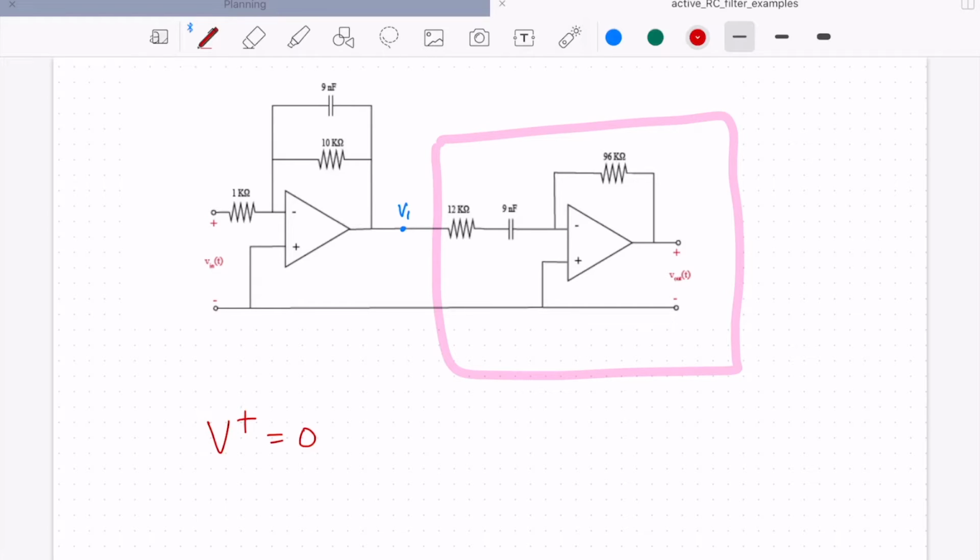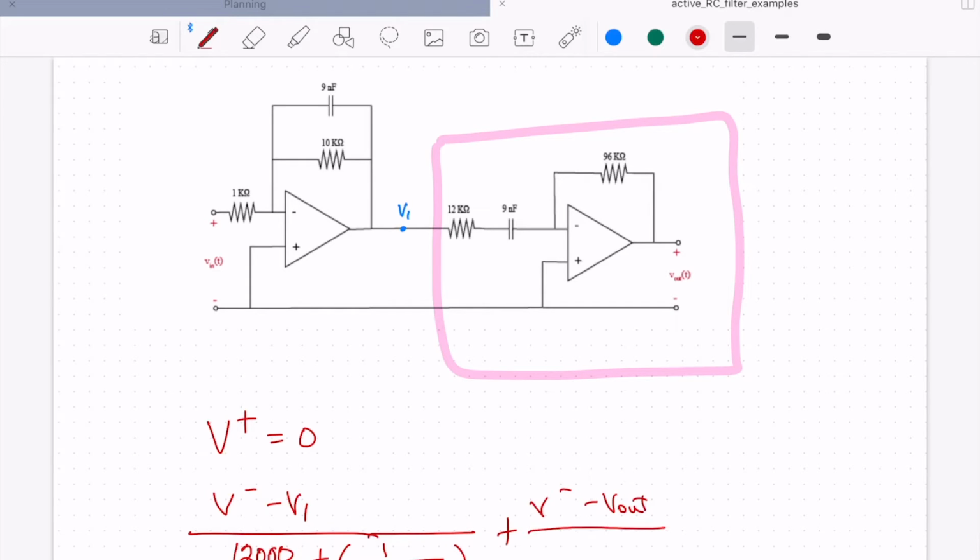And then at V minus, we're going to have V minus minus V1 over 12,000 plus 1 over S times 9 times 10 to the minus ninth. Oops, sorry, that's a mistake I typically make. I catch it pretty often, but always watch for that. Plus V minus minus V out over 96,000. A K is 1,000, of course. Plus 0 is equal to 0.